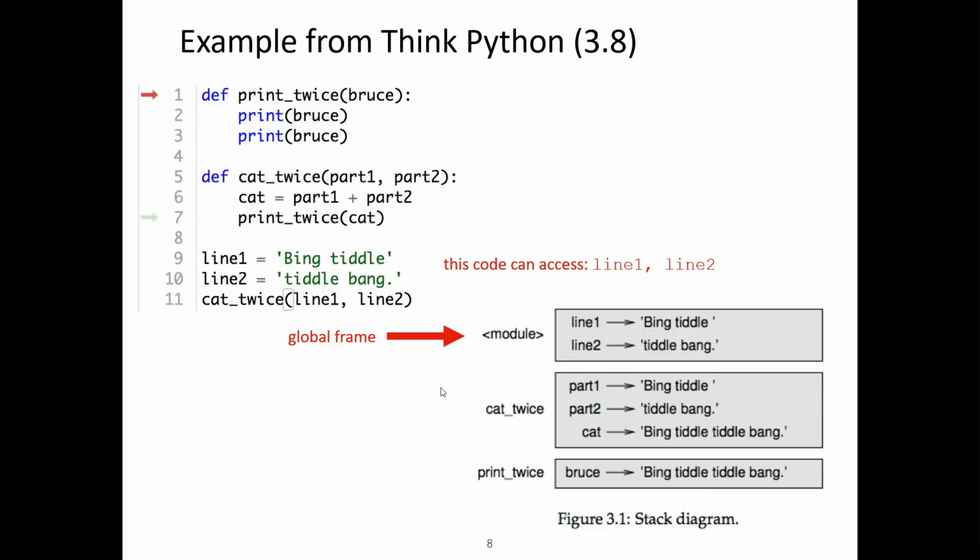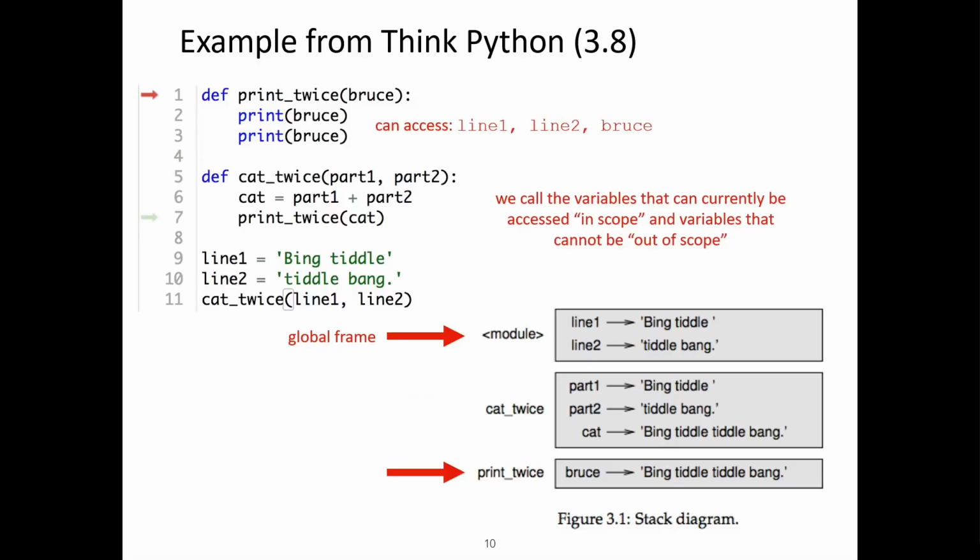All right, so when we're in this section of code, lines 9, 10, or 11, we will just have the global frame accessible. So if we're not inside of a function, that means this part of the code right here can only access line 1 and line 2. When we call cat twice, it can access any of its local variables, so part 1, part 2, the parameters, the local variable cat, and it can also see the global frame, so it can access line 1 and line 2. And then finally, when we call print twice, from within cat twice, the only variables it can see are Bruce, its local parameter, and the global ones, line 1 and line 2.